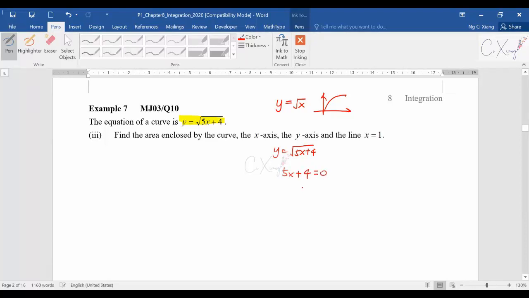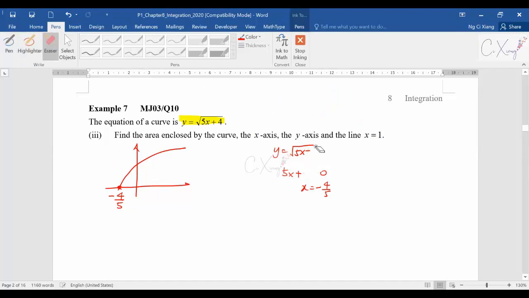Let 5x plus 4 equal 0, then you get x equals negative 4 over 5. That means you are moving the whole graph negative 4 over 5 unit. Negative means to the left. So this is negative 4 over 5, and the curve of square root is like this. So your graph will look something like this. Sorry, my curve is not nice, so draw it better. You apply all this that you learned before to sketch it out and help you see the area that you want.